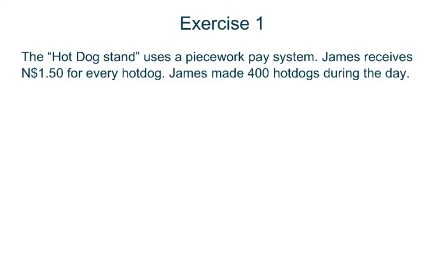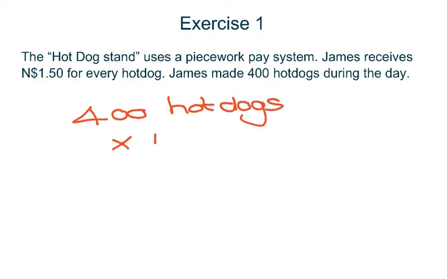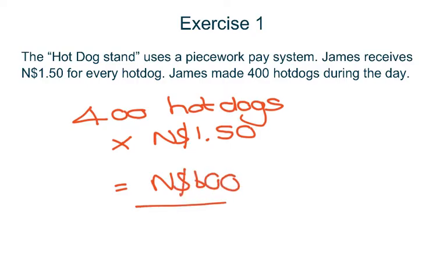And we will say he made 400 hot dogs. So in other words, 400 units, and he will receive $1.50 for each. If you multiply this, then you will get 600. So in other words, James will receive 600 Namibian dollars for the day.